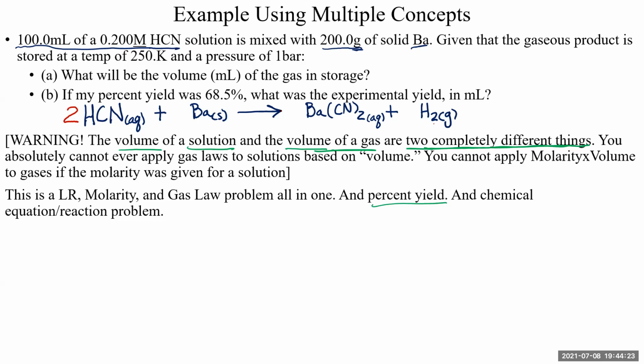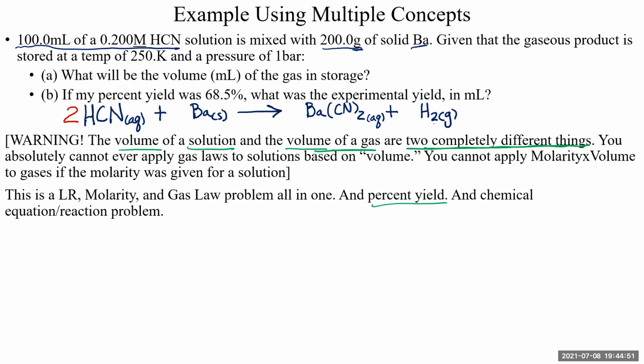That's our mole ratio. Okay, now what will be the volume of the gas in storage when at 250 kelvins and 1 bar? How do we figure this out? Well, this is clearly asking for the ideal gas law to be used, but what do we need from a chemical equation that can feed into the ideal gas law but moles? So in this case, we need to calculate n, moles of a gas.